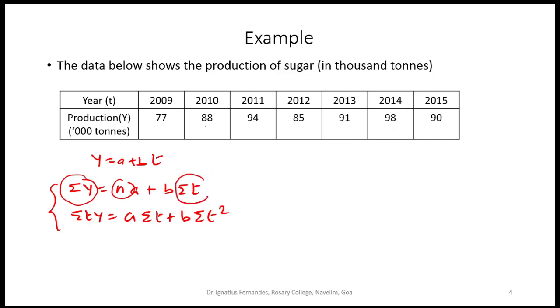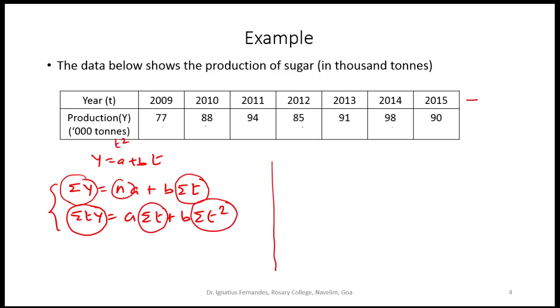What we need is summation t, that is the sum of all these t values. We need summation of ty, so basically I have to multiply t into y and then find the sum over it. Summation t, that is the sum here, and summation t square. So for each of these t, I'll have to find out t square values and find the sum over it.